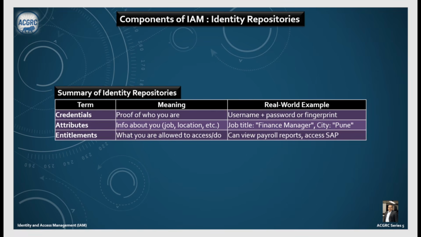Summary: Credential is proof of who you are. Attribute is information about you. Entitlement is what you are allowed to access.